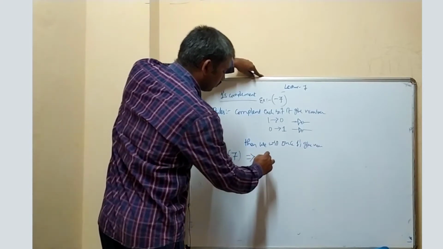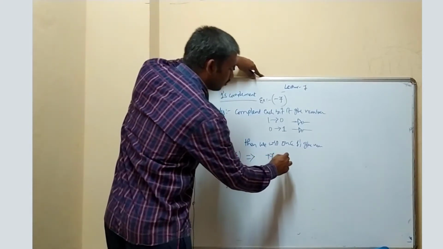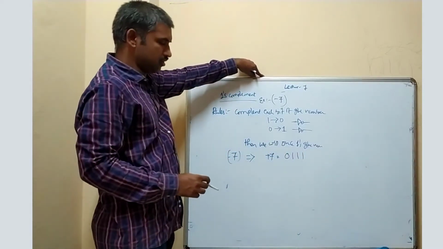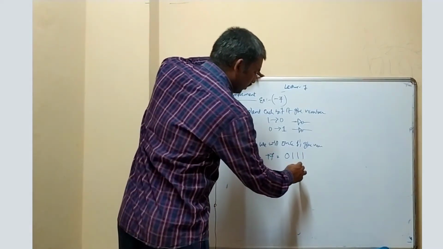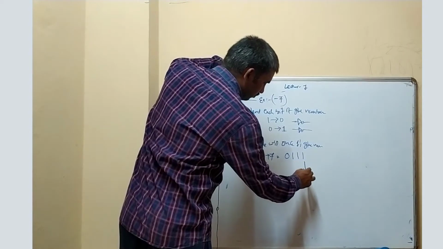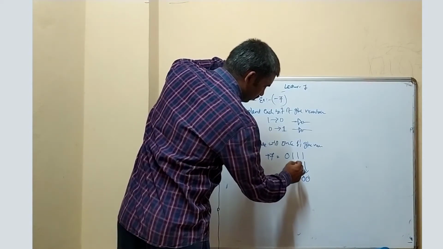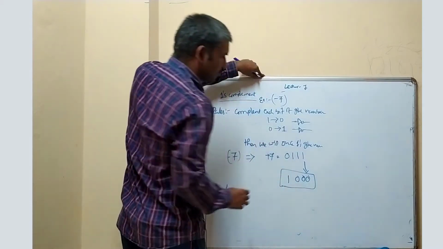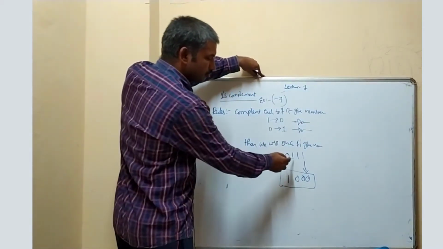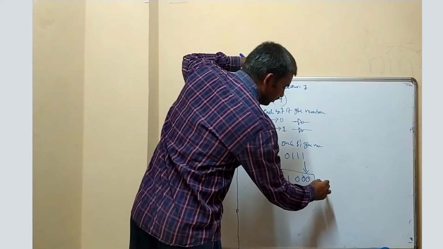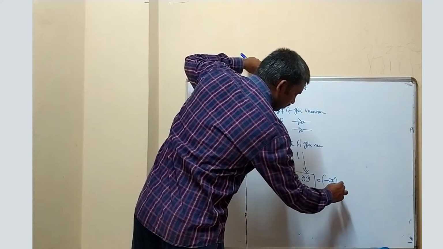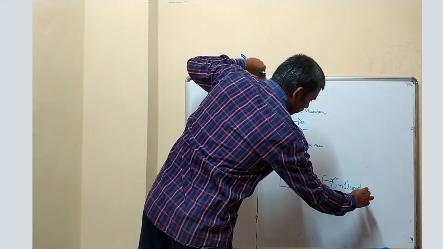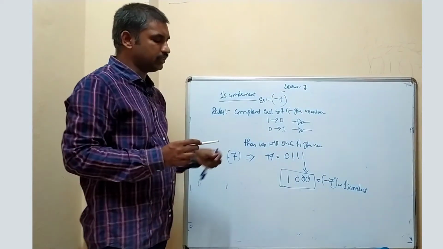First you write the positive 7. That means 0, 1, 1, 1. This is your positive 7. Now if you want to get the 1's complement, you convert 1 to 0, 1 to 0, 1 to 0, 0 to 1. Now this is the 1's complement of this binary number, or you can write it as -7 in 1's complement form. So it's very straightforward.